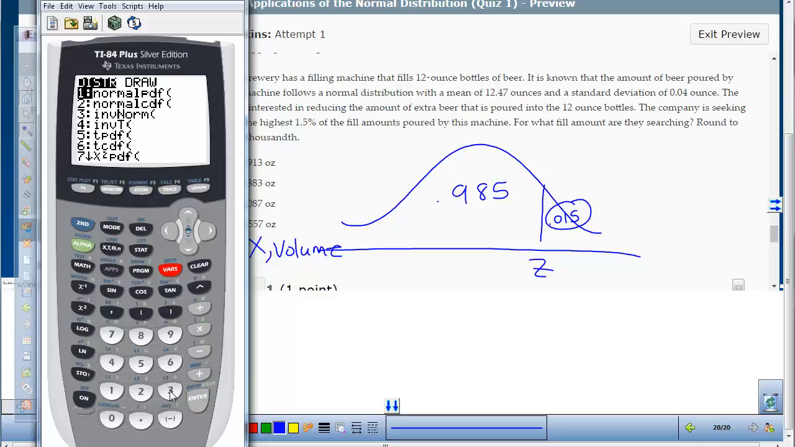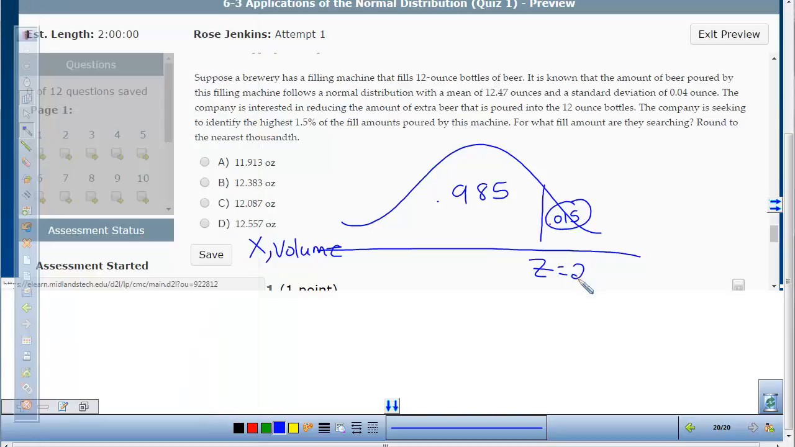That's number 3. And the area to the left of the z that I want to find is 0.985. So we got 2.1. Okay, so if that's my z value, I can find x by saying x bar plus z times s. Okay, x bar in this case was 12.7 ounces.